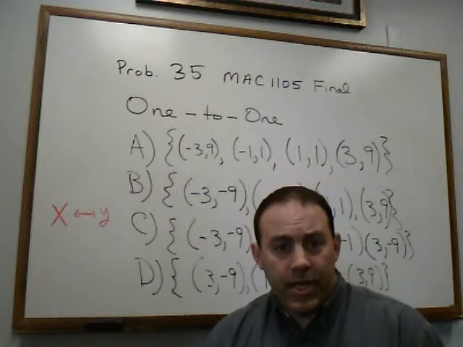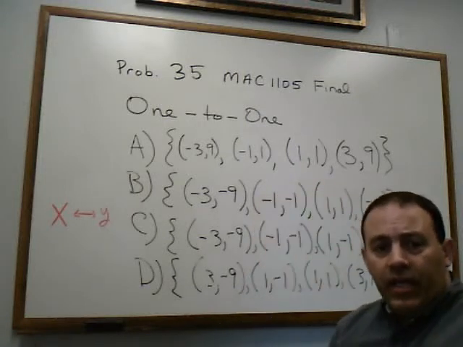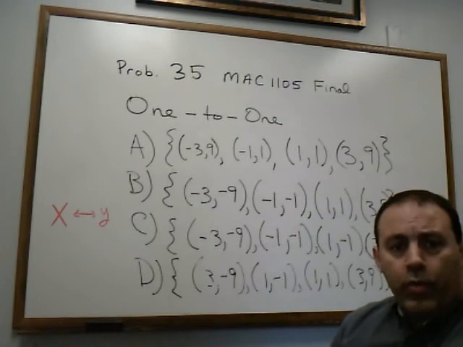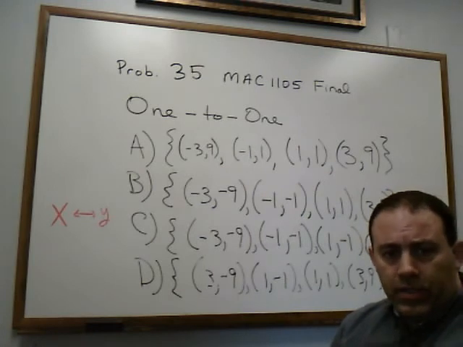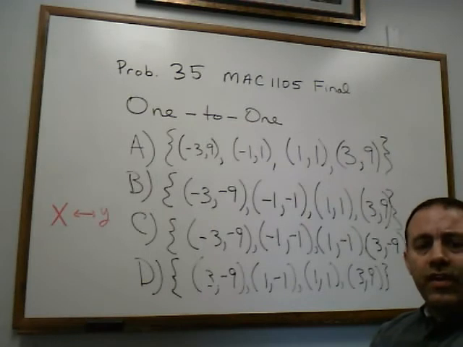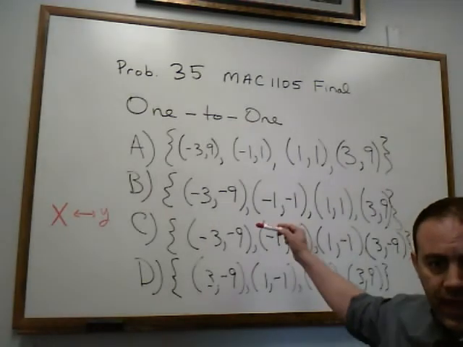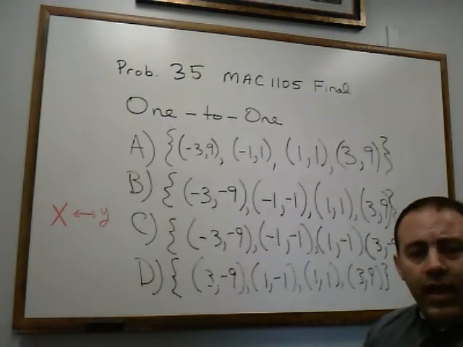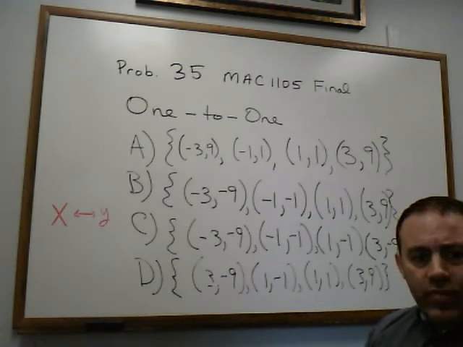Problem 35 on your college algebra final exam review is an example of a one-to-one problem. In this multiple choice problem, you're given a set of ordered pairs, 4 sets in fact, and you're asked to determine which of those 4 sets is one-to-one.